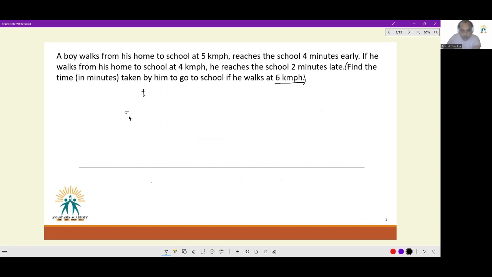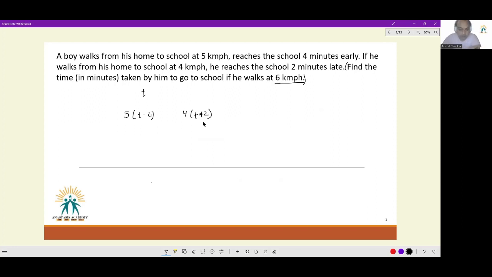So in the first instance, he travels at a speed of 5. The time it takes him is t minus 4. And in the second instance, he travels at a speed of 4. The time that it takes him is t plus 2 because he is late. The first instance, it is t minus 4. The second instance, it is t plus 2.